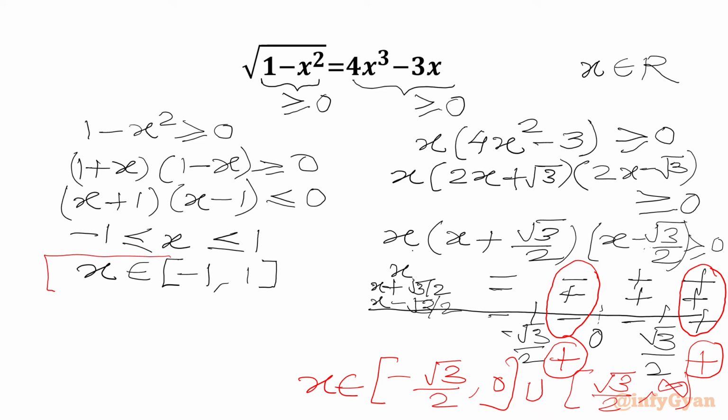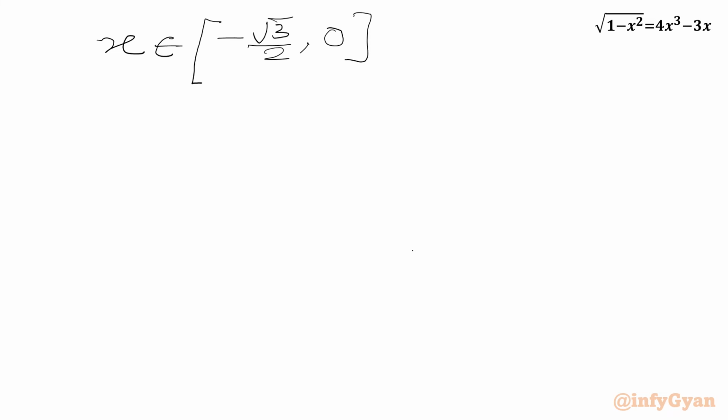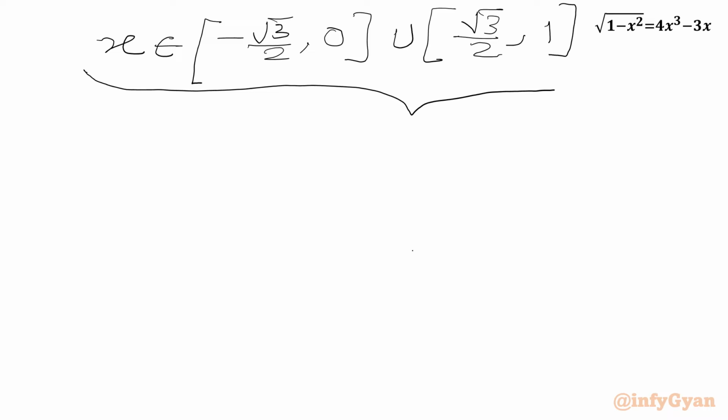Now we are going to take the intersection of these two conditions. So we will be getting the overall domain of the equation. Once we take the intersection, we will get x belongs to minus root 3 over 2 to 0 union root 3 over 2 to 1. So our answer must be in this domain only.